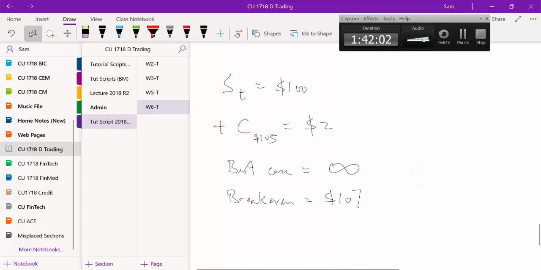participation points. Okay, what is your worst case? Worst case for you is you lose $2. Okay, now this is when you are long. When you are short, it's quite a different story. What's your best case?